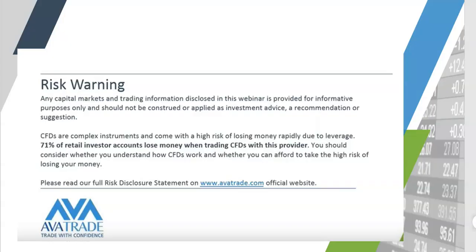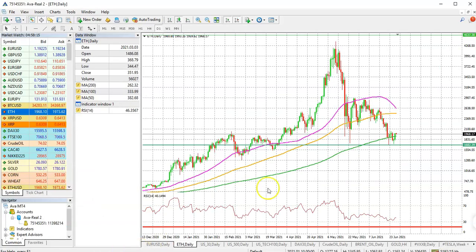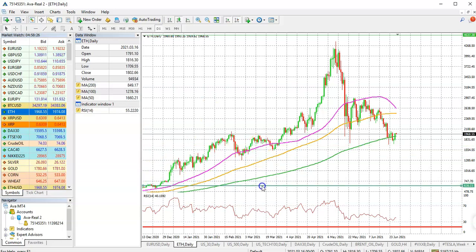Before we do that, as always, it is important for me to go through this brief disclaimer, which is right in front of you. Now, as always, what we're going to do is bring out the MT4 platform and begin the conversation by looking at the daily time frame. I'm just going to move everything out of the way, so we can focus on the price itself.